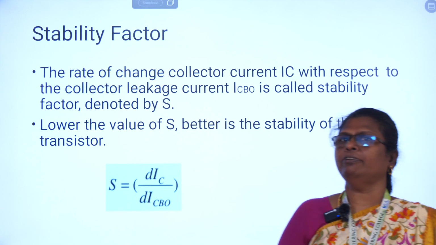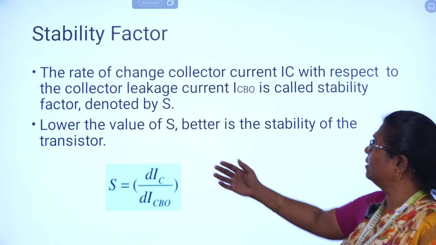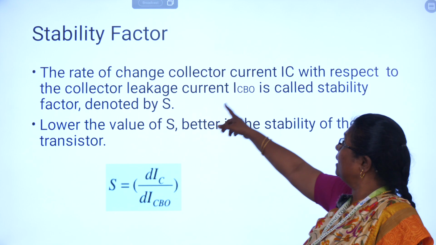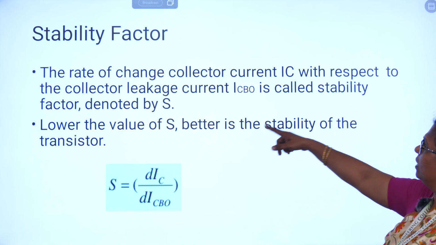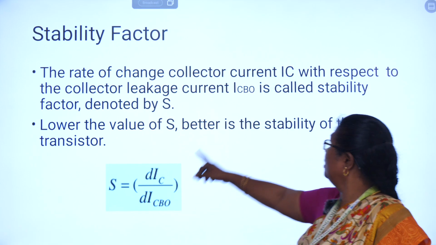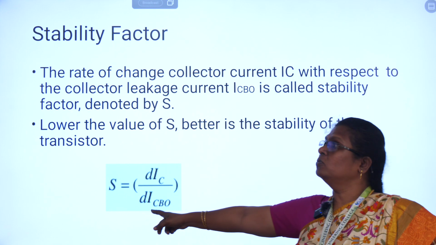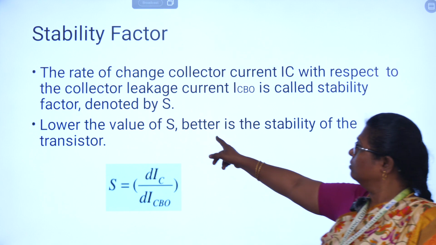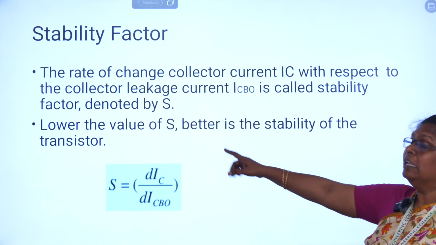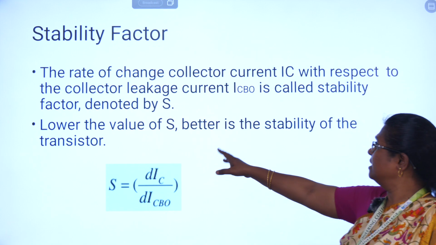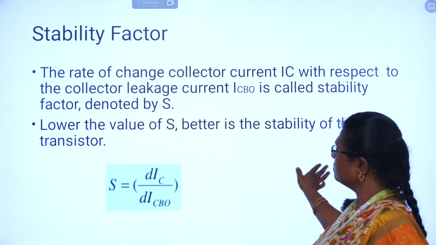So, there is a stability factor. Actually, all these terms are interlinked, as I said already. The rate of change of collector current with respect to the collector leakage current, ICBO, is called the stability factor, which is denoted by S. What we expect is the stability factor to be less. The lower the value of S, the more the stability is assumed to be.